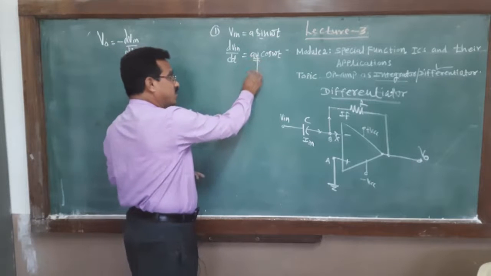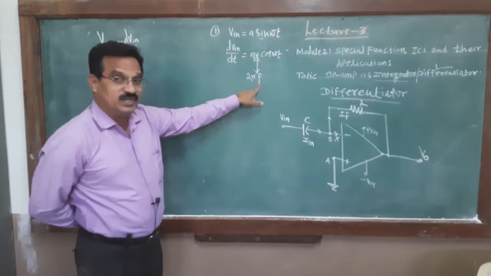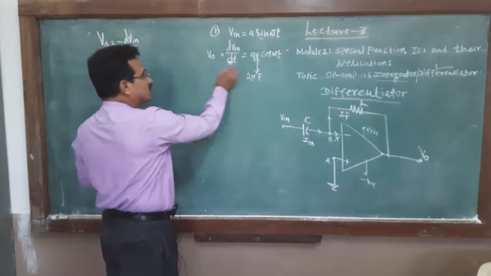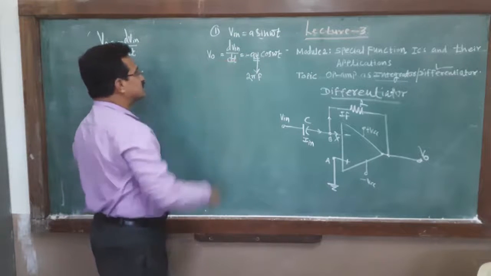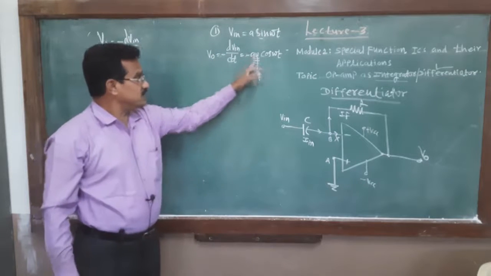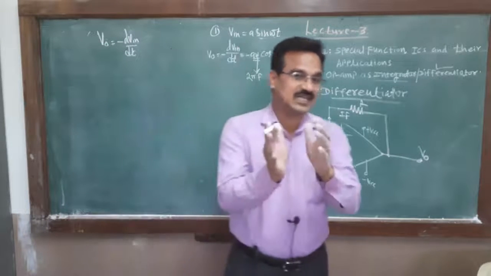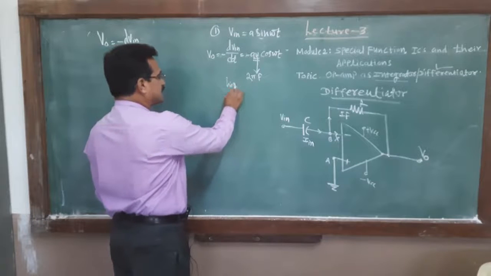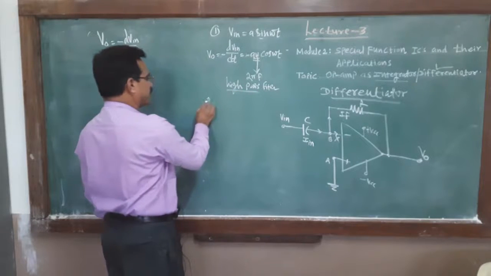But what is this omega? Omega is 2 pi f. When the frequency of the input is increased, the output increases. dVin by dt, that is V0, is equal to this value, according to this equation. It means when the frequency is increased, the output increases, and that's why the differentiator circuit passes the high frequencies, and therefore it is called a high pass filter. This is the first point.